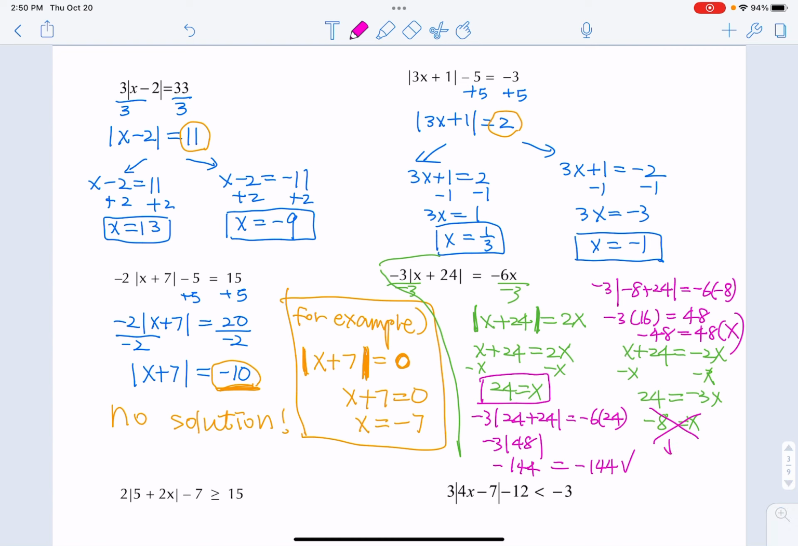We call this an extraneous solution. We cannot take this answer. So for this one, the only answer will be 24.